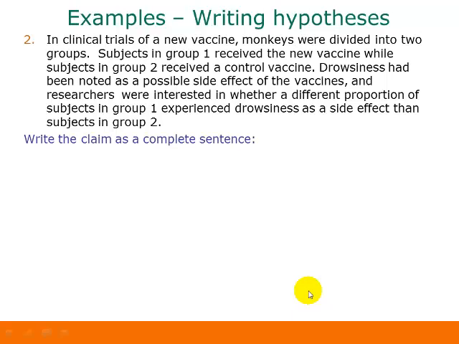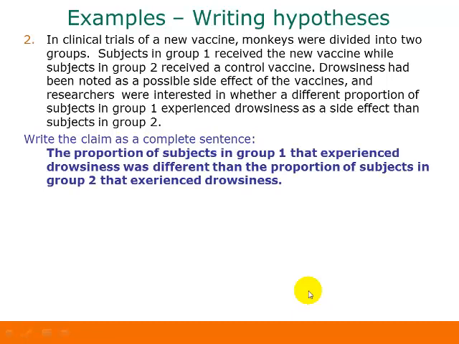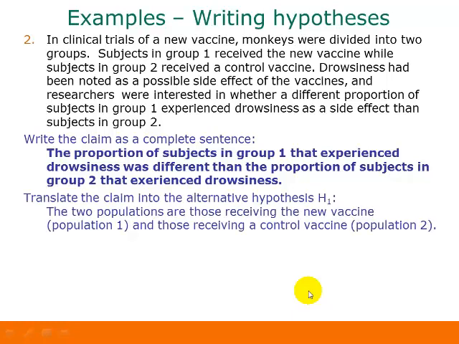Again, we want to write our claim as a complete sentence. So, the proportion of subjects in group 1 that experienced drowsiness was different than the proportion of subjects in group 2 that experienced drowsiness. Now to translate this, again we're deciding what our two populations are. Since we already have it stated as group 1 and group 2, it would be easier to make those match. So let's say that our population 1 is those receiving the new vaccine, because that was group 1, and those receiving a control vaccine would be population 2, because that was group 2.